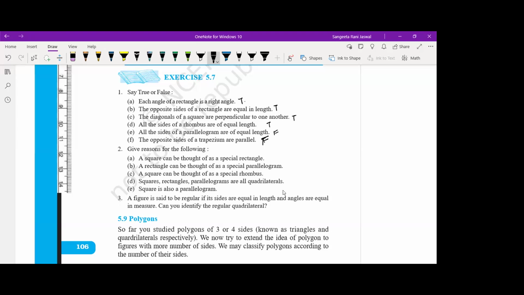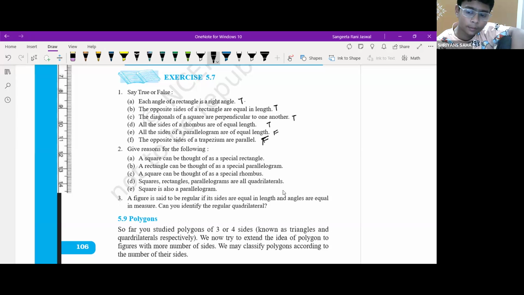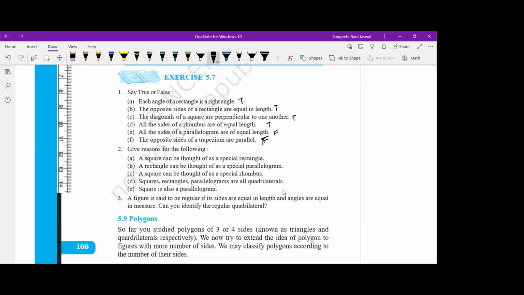Okay, give reason for the following. A square can be thought of as a special rectangle. Yes? Can we take square as a special rectangle? No, yes? No, I guess. It's a special rectangle only, no? Yes, ma'am, but the sides are equal. Sides are of different measure, no?